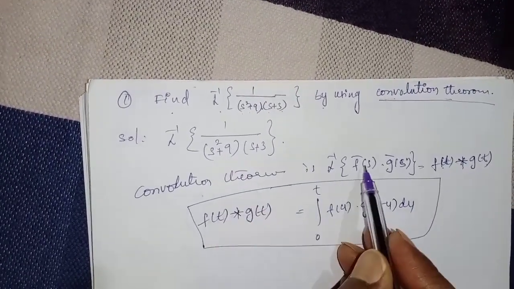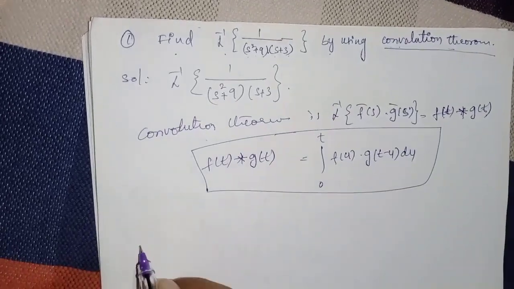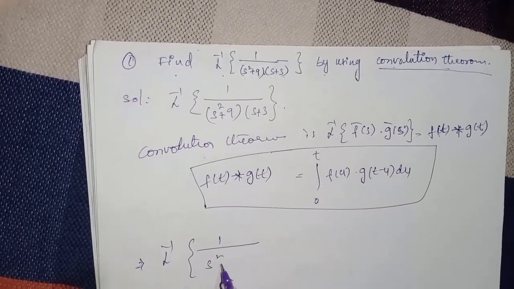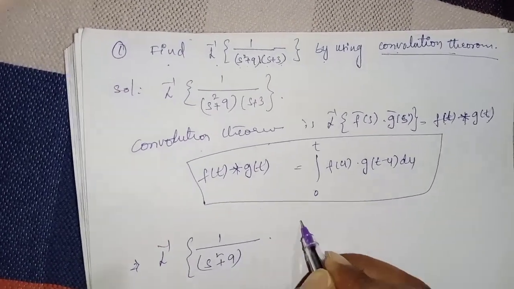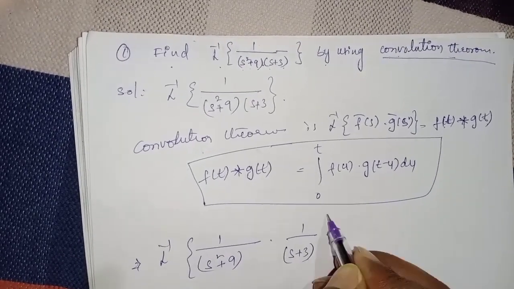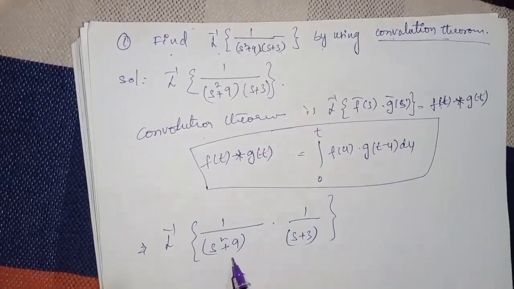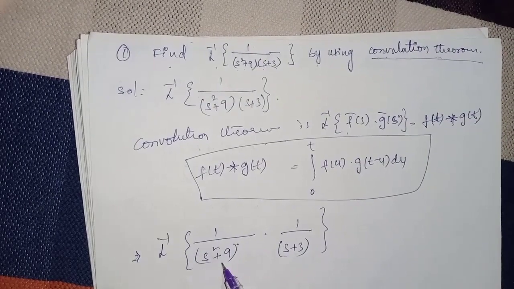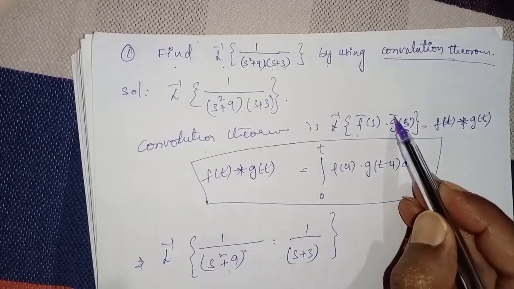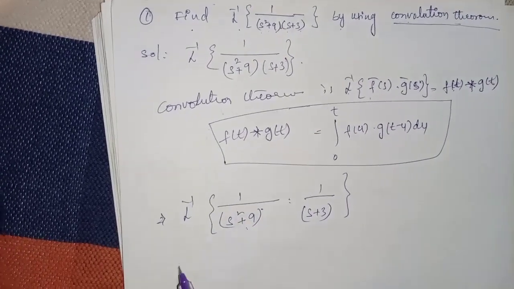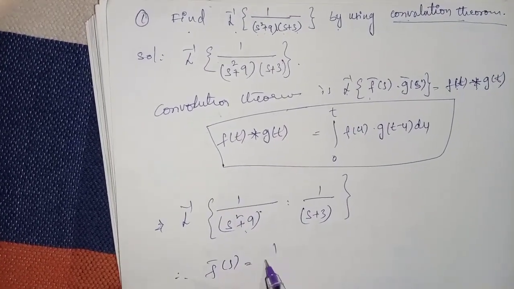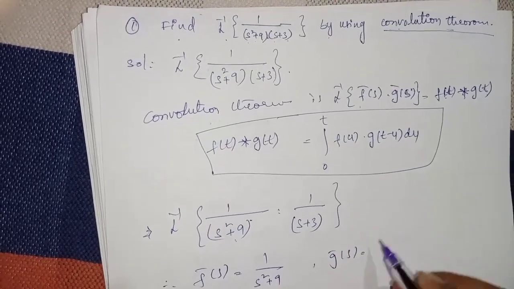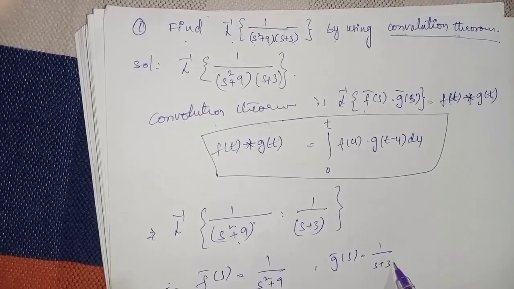See, first of all we can convert the given data like this: L inverse of 1 upon s square plus 9 into 1 by s plus 3. Compare these two. L inverse of f bar s, this is the f bar s, into this is g bar s. So the second one is g bar s. Therefore f bar s is equal to 1 by s square plus 9 and g bar s is equal to 1 by s plus 3.